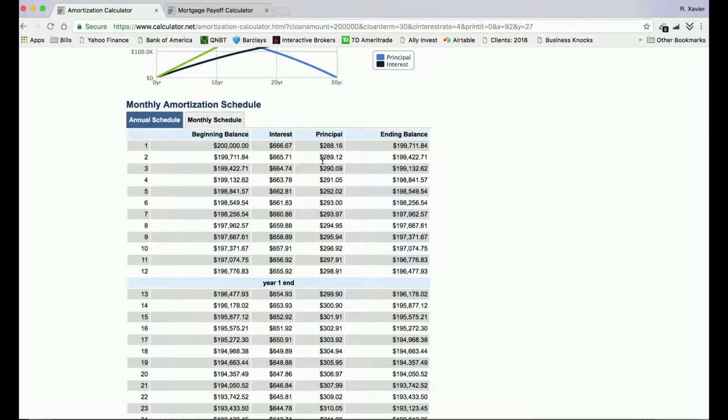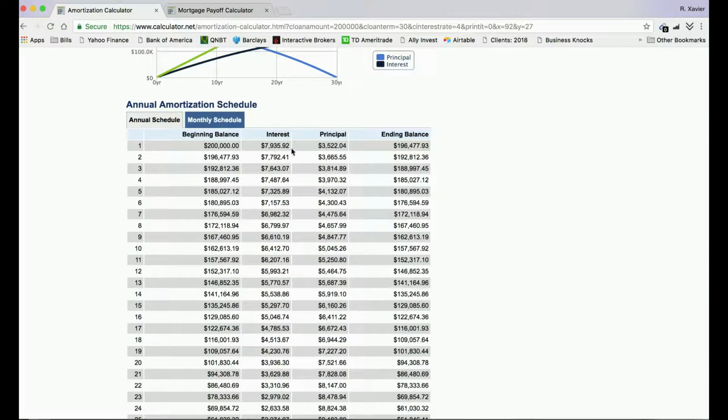A good site, and I like calculator.net. It's very user-friendly, so I use it. There are a lot of amortization schedules out there, but for this video we're going to use calculator.net. They have a lot of ads, which is annoying, and they throw rates in your face to try and get you to click, and other advertisements as well. But it's a good site.